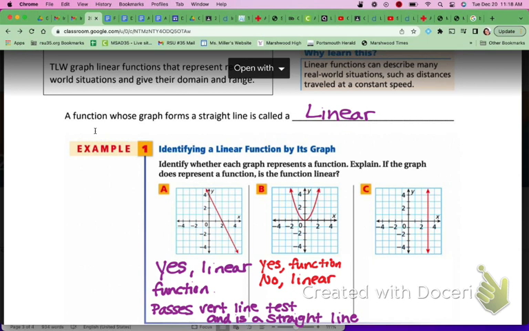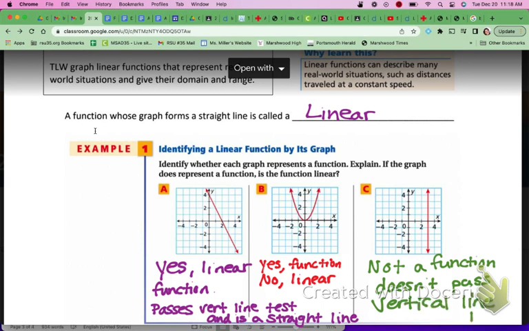If we look at C, is that a function? What do we say about up and down? It's not a function. It doesn't pass the vertical line test, because it is a vertical line.